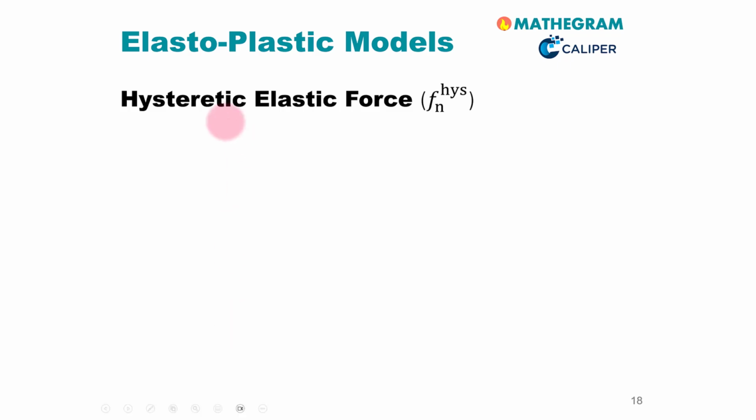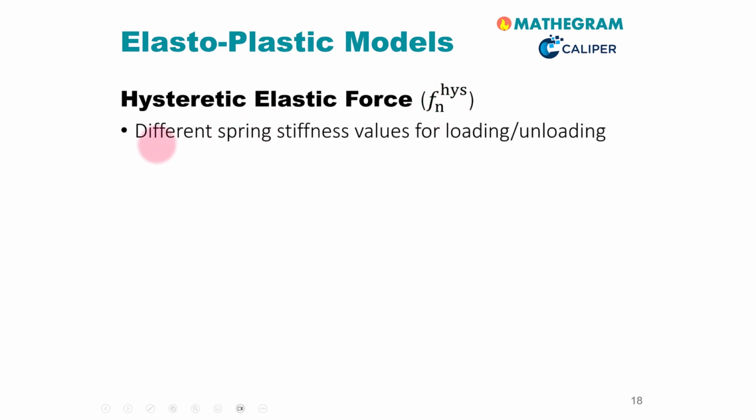In the group of elastoplastic force closure models, we have an important subgroup, the hysteretic elastic force closures, denoted here as Fn superscript hys. Here we just use a different spring stiffness for the loading and the unloading phase to calculate this hysteretic elastic force. And this is already enough to simulate plastic deformation of the contacting particles or the particle-wall contact.